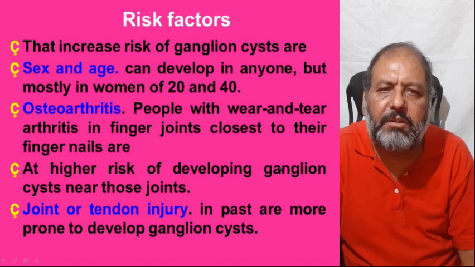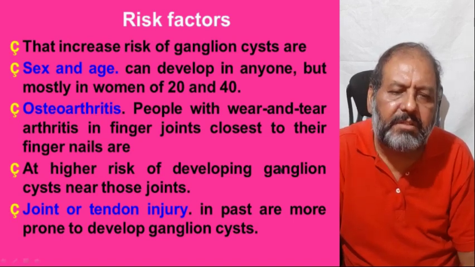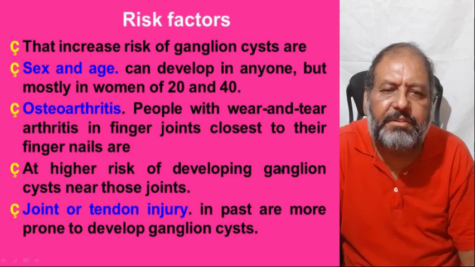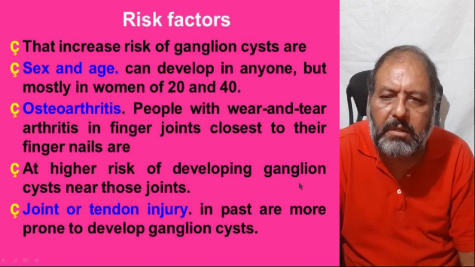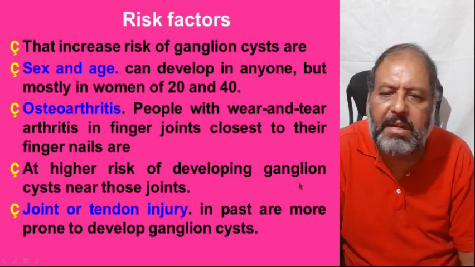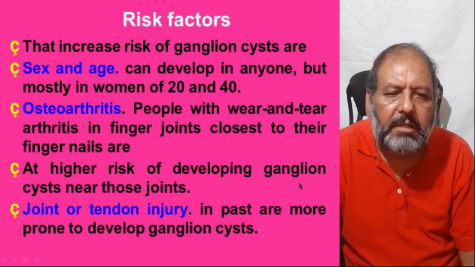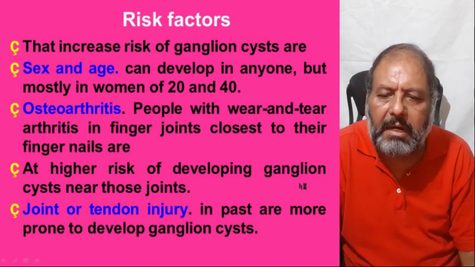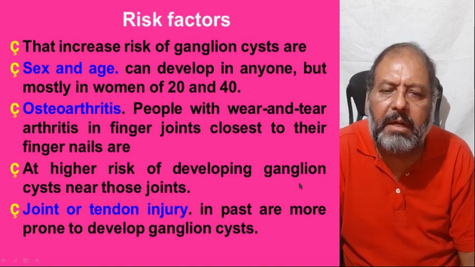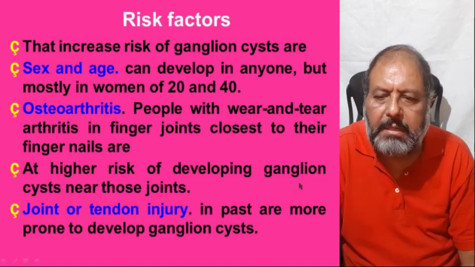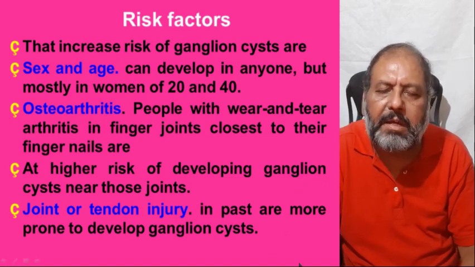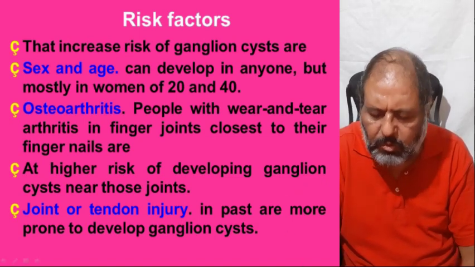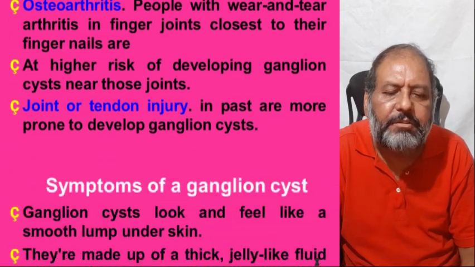Risk factors of the ganglion cyst are that increased risk is with sex and age. It can develop in anyone, but mostly in women of 20 to 40 years of age. Osteoarthritis, people with wear and tear arthritis in finger joints closest to their fingernails are also at increased risk. A high risk of developing ganglion cyst near those joints is seen. Those who have had a joint or tendon injury in the past are more prone to develop ganglion cyst.